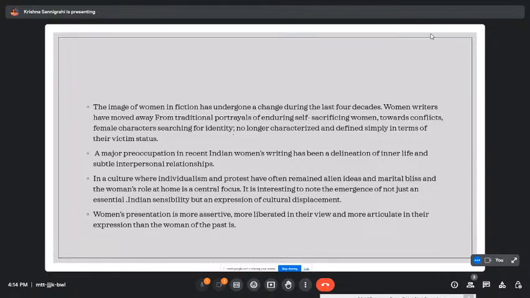Now, a major preoccupation in recent Indian women writing has been a delineation, that is, a representation, of inner life and subtle interpersonal relationships. So, in a culture where individualism and protest have often remained alien ideas, and marital bliss and the woman's role at home is a central focus, it is interesting to note the emergence of not just an essential Indian sensibility, but an expression of cultural displacement. So the idea that Indian sensibility is an expression of cultural displacement is interesting. Women's presentation is more assertive, more liberated in their view, and more articulate in their expression than the women of the past.